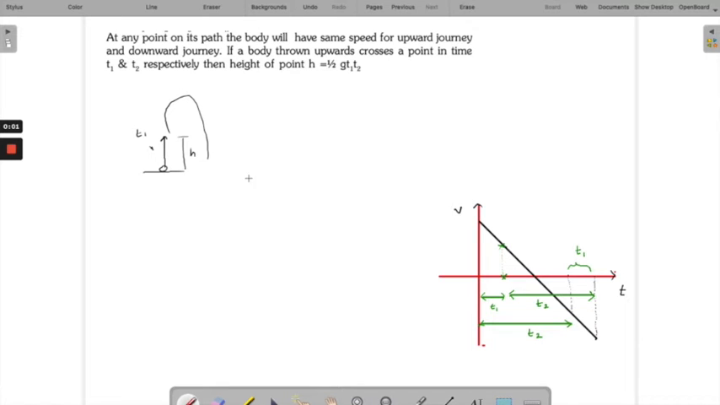Okay, so let's understand this, when the mass crosses this particular height. The first time it crosses is t1, and it goes up to the top, then comes back down here. So the second time it crosses here is at time t2. Alright, so now let us try to represent this in a graph.